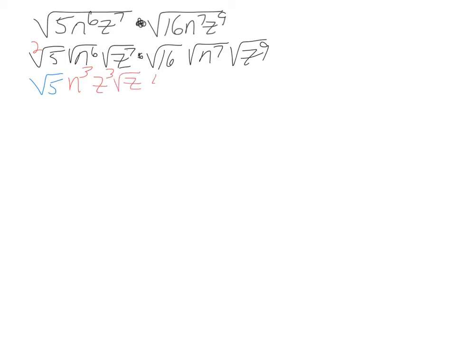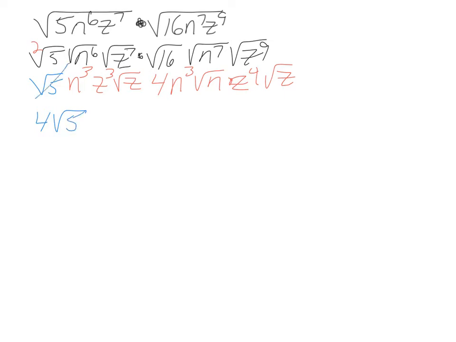Square root of 16 is 4. Square root of n to the 7th, it goes in there 3 times, and then I have 1 left over. And square root of z to the 9th, that'll go in there 4 times. So it's going to be z to the 4th, and then I also have 1 left over. Alright, to clean it up a little bit then. So let's put our numbers first. So we have a 4, then the square root of 5.